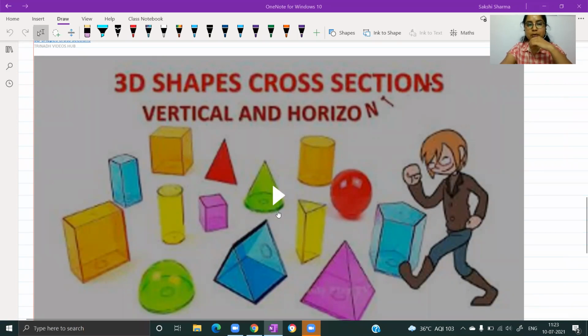This is another simple video which can help you understand how cross sections are obtained. That is the very first exercise.